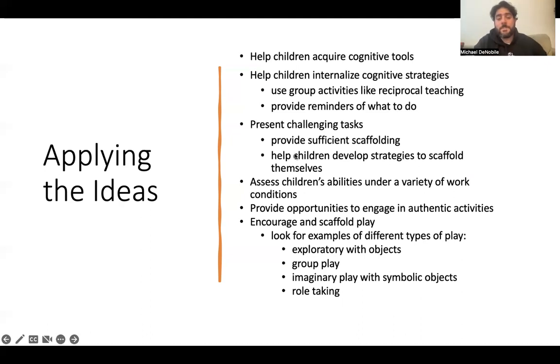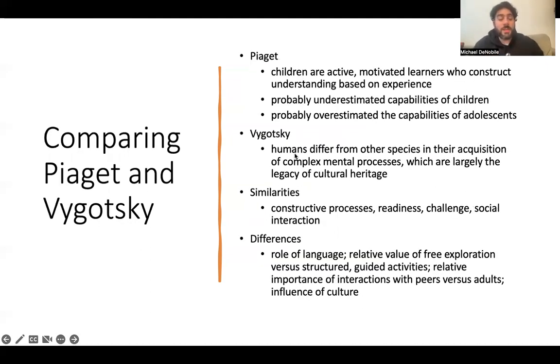All right, so now let's compare Vygotsky to Piaget, because that's who he was criticizing. Piaget said that children are active, motivated learners who construct understanding based on their personal experiences. Piaget probably underestimated the capabilities of children and overestimated the capabilities of adolescents. Vygotsky said that humans differ from other species in their acquisition of complex mental processes, which are largely the legacy of cultural heritage.